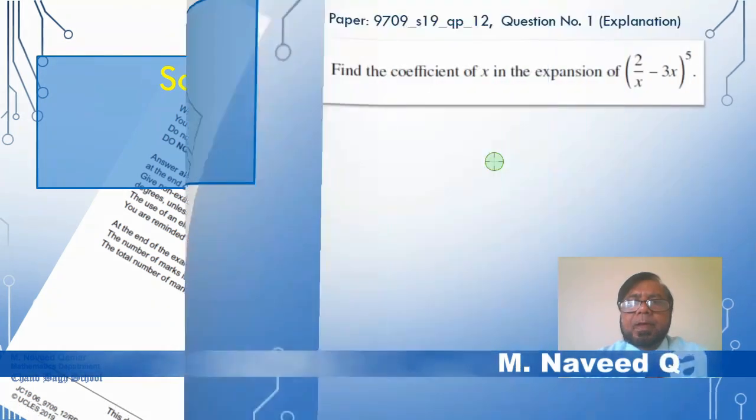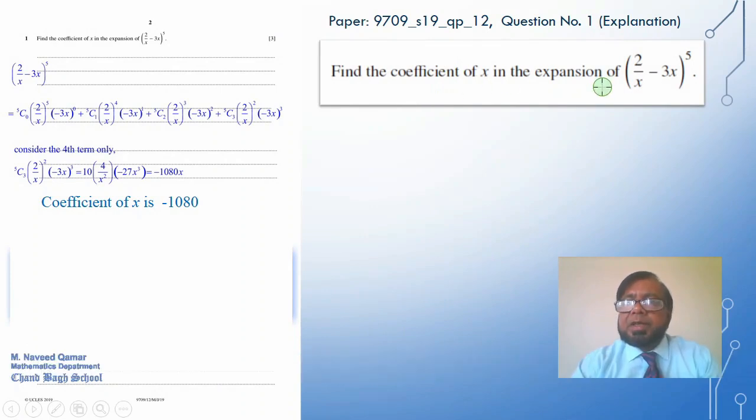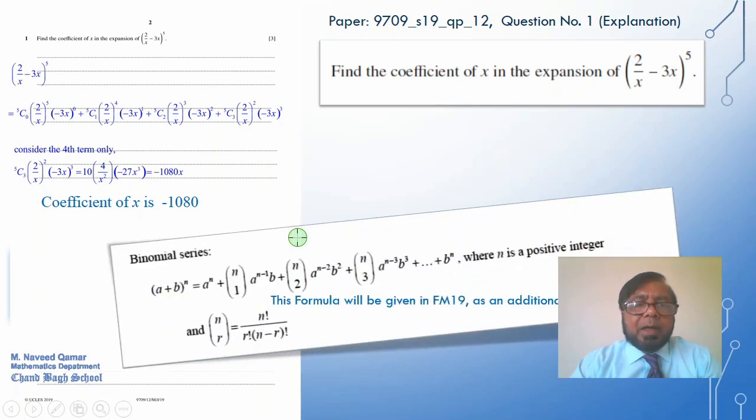Here is question number 1. In this problem we have to find the coefficient of x in the expansion of a binomial. We can easily solve this problem by using the formula of the binomial expansion. The formula will be given in the FM19 formula list.